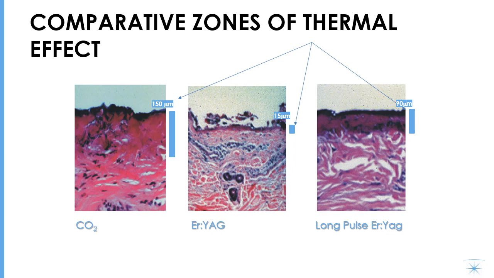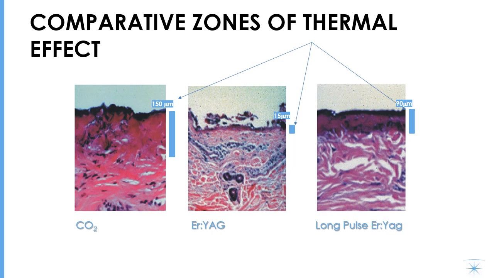Histological studies with the different lasers, we can see that with the CO2, after the ablation, there is a thermal zone of 150 microns. This is microns, not millimeters, of thermal damage, which is responsible for the effectiveness of the CO2, but also the prolonged downtime and the side effects which can happen with the CO2. With the erbium, after the ablation, we get a thermal zone of 15 microns, this is associated with better safety profile, less efficacy.